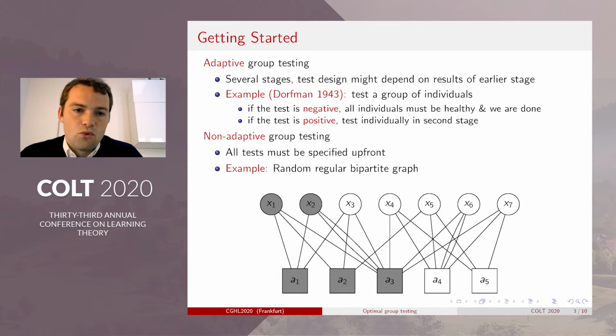Conversely, for non-adaptive group testing, all tests must be specified up front. This can be best visualized using a random bipartite graph where on the one side, we show the individuals, and on the bottom, we show the tests, and the graph structure encodes which individuals participate in which tests. Now, the goal in non-adaptive group testing is, using the test results at the bottom and the graph structure, which is at our disposal, to identify who's infected and who's not.